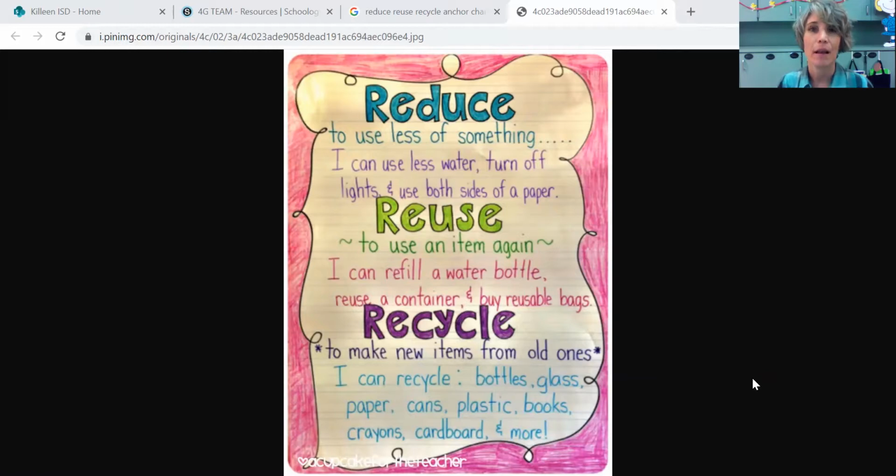Now, recycling is when they take your things and they melt them down, or they completely make it into something different and new. So recycling, when you take those bottles and the glass and the cans and the paper, they take it and they make it into something completely new. So that's recycling.